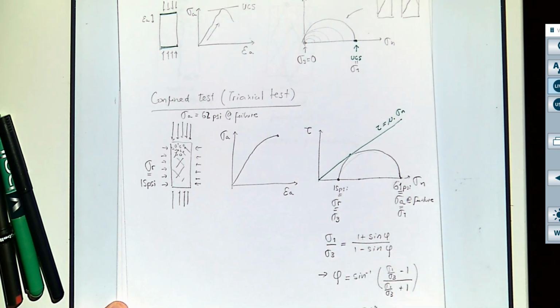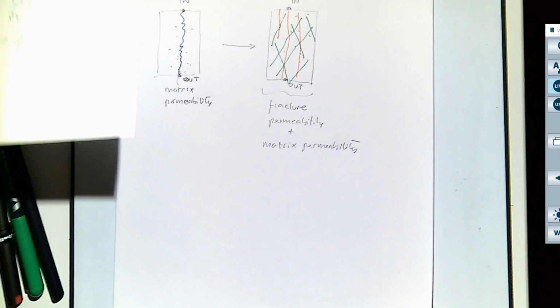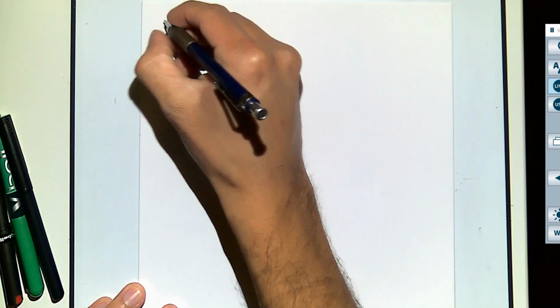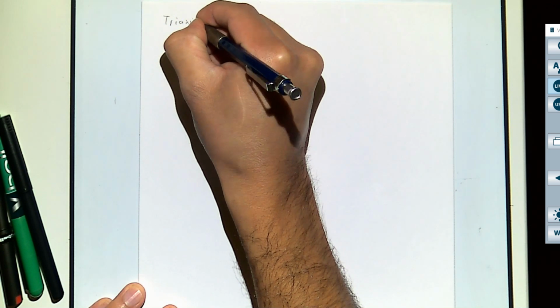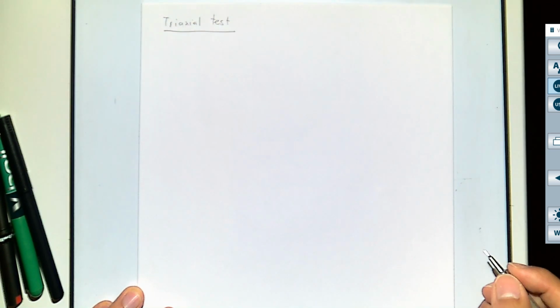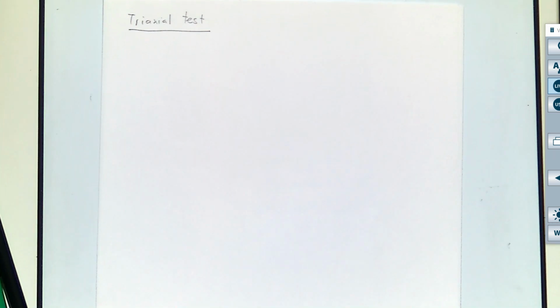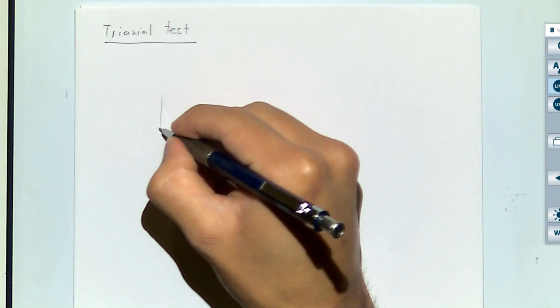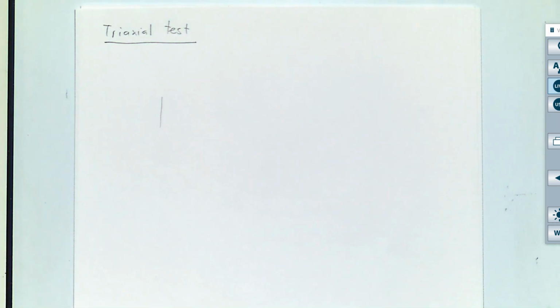And this is a triaxial test. So for the triaxial test in the laboratory, we simulate conditions of effective stresses different than 0 in the lab. And in order to do that, we utilize a cell that I'm going to show you in a bit, a simplified version of that.